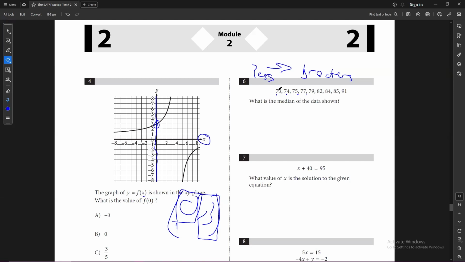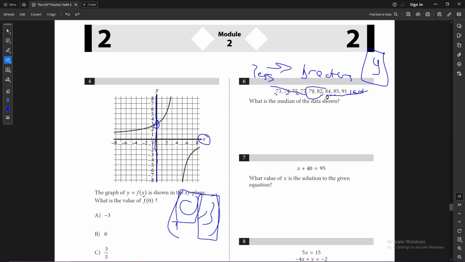After that, just count how many data points there are. 1, 2, 3, 4, 5, 6, 7, 8, 9. There are 9, so it's an odd number. If it's an odd number, just divide them by half. Get rid of these 4 numbers, get rid of these 4 numbers, and this is going to be your median. If it was something like 10, let's say this is going to be 100, for example, just get rid of these 4 again, and there will be 2 numbers in the middle.